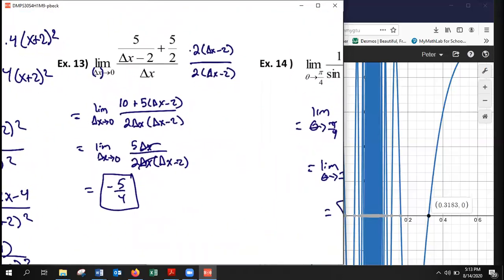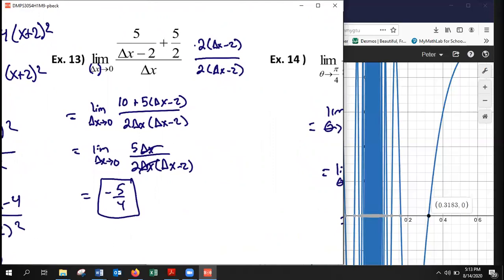Problem number 13, we're going to get used to seeing some of this notation a little bit more. This represents what's called delta x. Delta x is one variable. So let me go ahead and highlight this. This is the limit as delta x, meaning a change in x, approaches 0. And this should kind of bring back some memories of pre-calc.